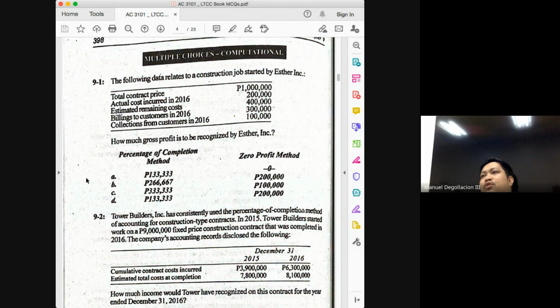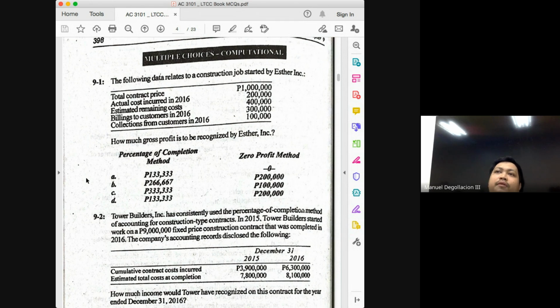Now, what do we mean by cost incurred to date? These are the costs that you have already incurred. But if it's already the second period, class, or the second year, your cost incurred to date will be the cost incurred in year 1 plus cost incurred in year 2, because again, it's a cumulative amount. If you're in year 3, how do you get your cost incurred to date? Cost incurred in year 1 plus cost incurred in year 2 plus cost incurred in year 3.